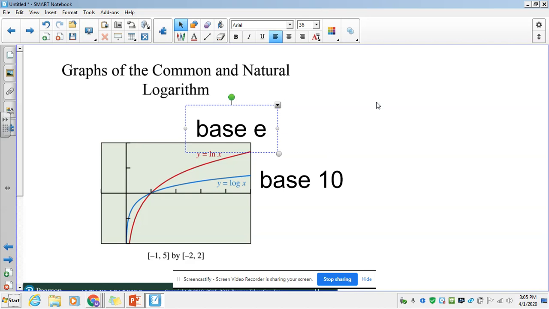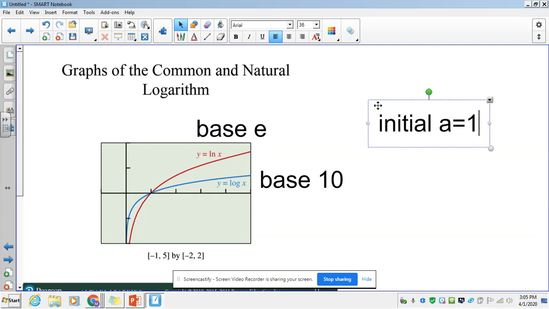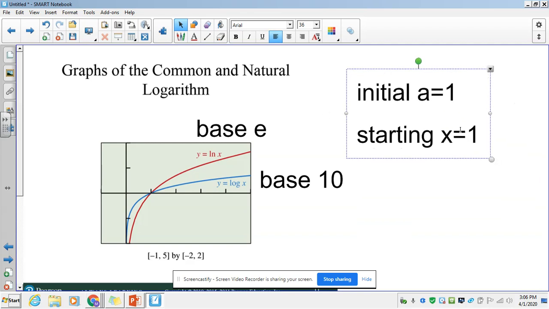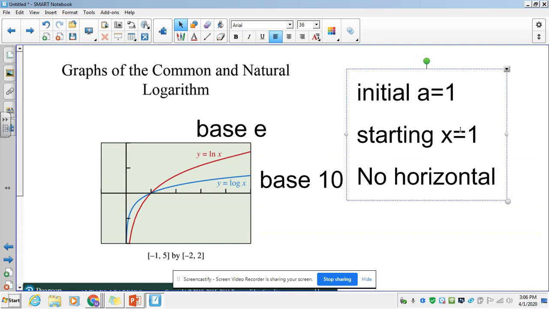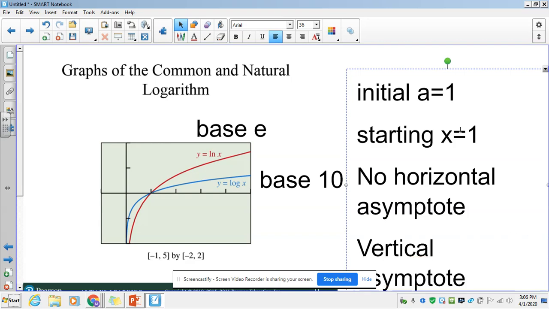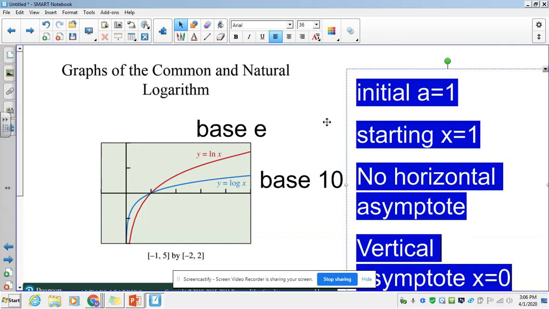Okay, things that I want you to notice. Hopefully you are noticing all of the initial a would be 1. So initial a equals 1, which is showing you how you are starting at x equals 1. So all graphs start at x equals 1. I want you to also realize here there is no horizontal asymptote because it is the inverse. We don't have a horizontal asymptote, but we do have a vertical one. X equals 0, to start with. Those are our asymptotes.